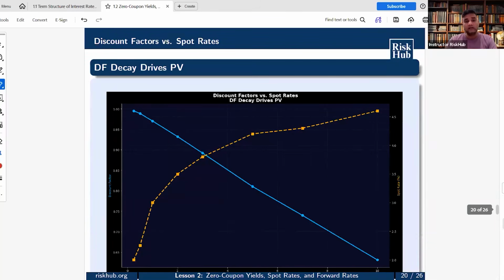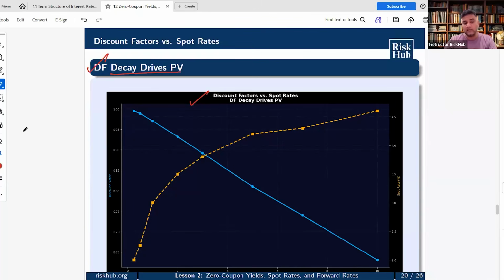Then we get into the next part, slide number 20, which shows how DF decay drives your present value. Again, a dual axis line chart. The horizontal axis is maturity, from near 0 to 10. The left vertical axis is the discount factor, running 0.65 to 1, carrying the blue solid line. The right vertical axis is the spot rate in percent, running 2.0 to 4.5, carrying the orange dot-dash line. The one thing the picture shows is that as maturity lengthens, the spot rate rises and the discount factor falls. The blue line starts near 1 at short maturity and reaches about 0.63 at 10 years. $1 received in 10 years is worth 63 cents today at these rates.